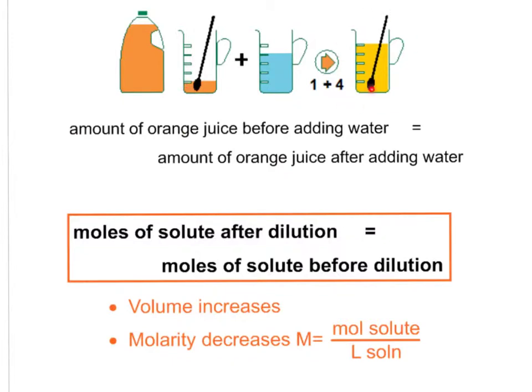It's the same in chemistry. If we look at moles, the moles of solute after the dilution is going to be the same as the moles of solute before dilution. We didn't change the number of moles of solute before and after diluting our solution. We simply changed the volume, we increased it, and we changed the molarity. We decreased the molarity because the molarity is the moles of solute, which remains the same, per liters of solution. And when we increase the volume, the liters of solution, the molarity then decreases.